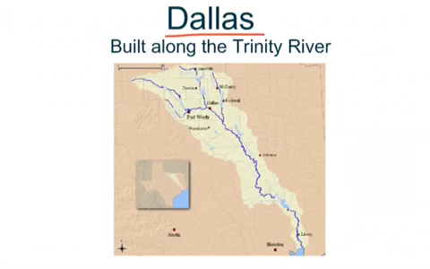The metropolitan area of Dallas was built along the Trinity River, as you can see in this map. It comes all the way from just east of Houston, all the way up through the heart of Dallas and into Fort Worth. As we can see in this picture here, it gives us a location of where the Trinity River is located.